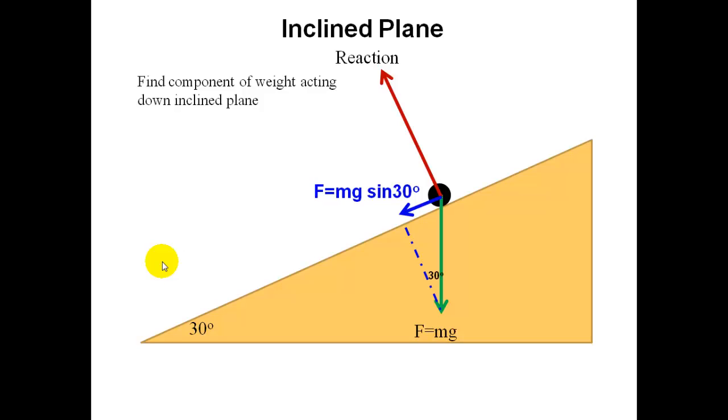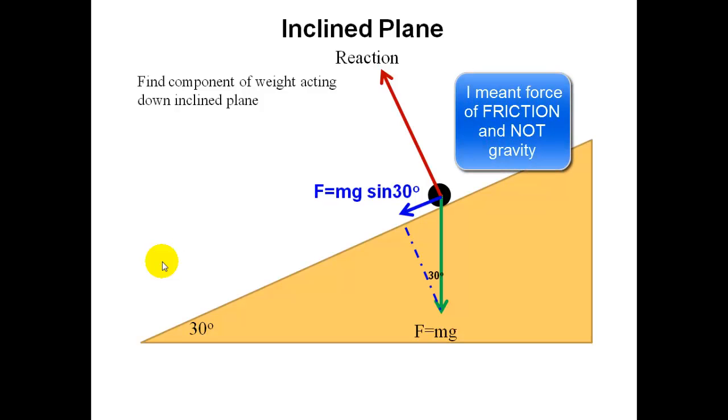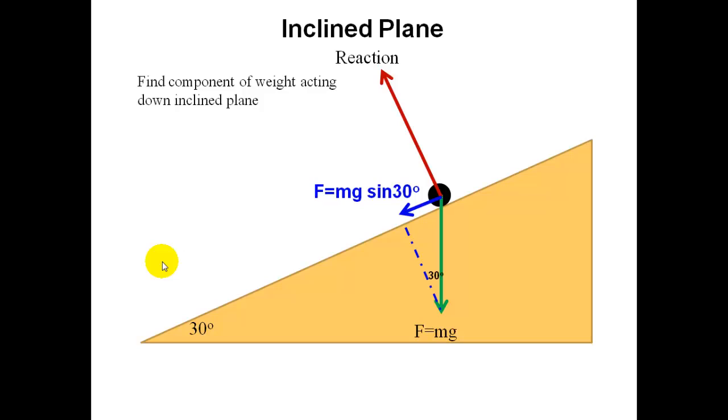This means there will be an unbalanced force acting down the slope which will make it accelerate downwards. If this object were to be still or motionless or going at a constant velocity, in other words there's no acceleration, there must be a force acting in the opposite direction. But there is no such force drawn here, so we can assume that the ball or the mass is going to accelerate down the slope.